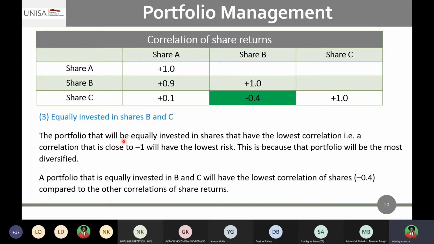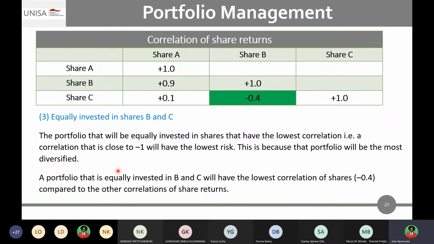It's confusing when you look at it, but it's really simple, ladies and gentlemen. Remember, a few slides ago we said that to maximize your diversification, you should invest in assets with a negative correlation. So the only combination with a negative correlation is share B and C, the one which I highlighted there.